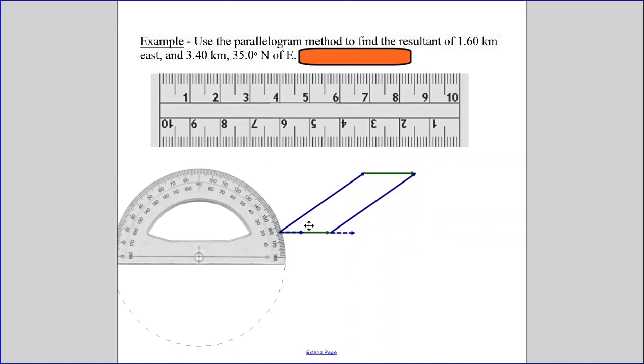Now, what I can see is that I've got this parallelogram shape. So the next thing I need to do is draw a line that can connect my start point to my end point. So I'm going to start from my beginning point, and I'm going to go clear over to my end point. Now that is my resultant line. That's my line that I need to measure and find out what this angle is as well. So I need to measure and find out how long it is.